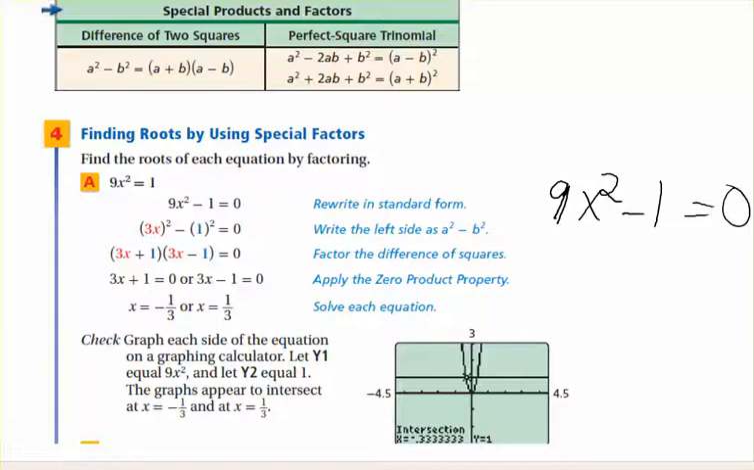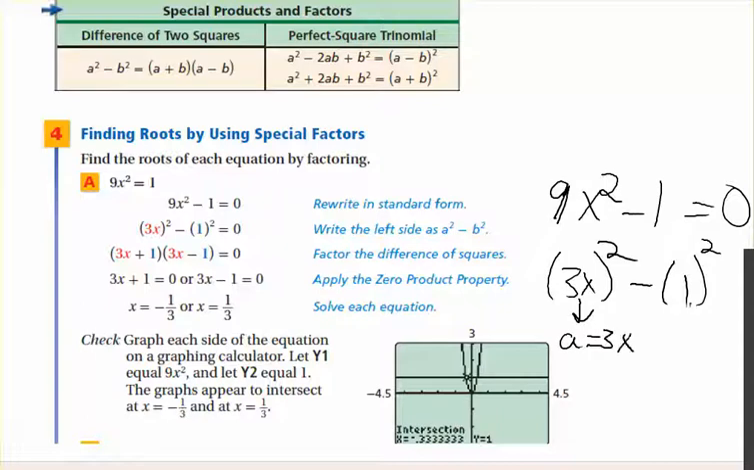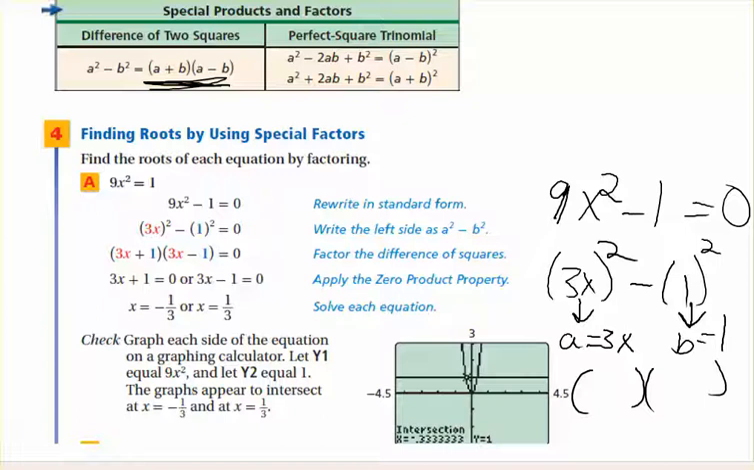So rewrite this as something squared, which in this case would be 3x squared, because 3x times 3x is 9x squared, minus something squared, which would be 1. If you can get it in that form, then in this one, our a would be 3x, and our b would be 1. So then you would use this side of the formula for special products and factors and put (3x plus 1)(3x minus 1).